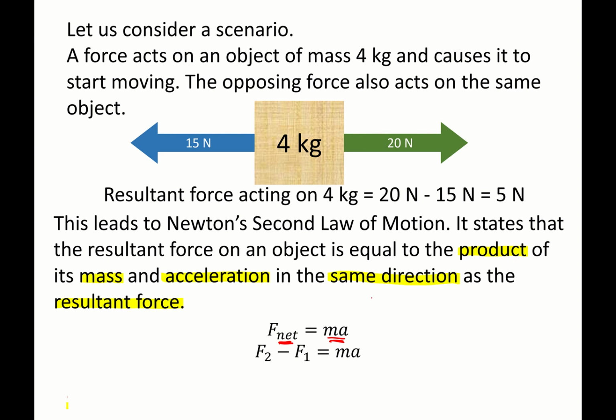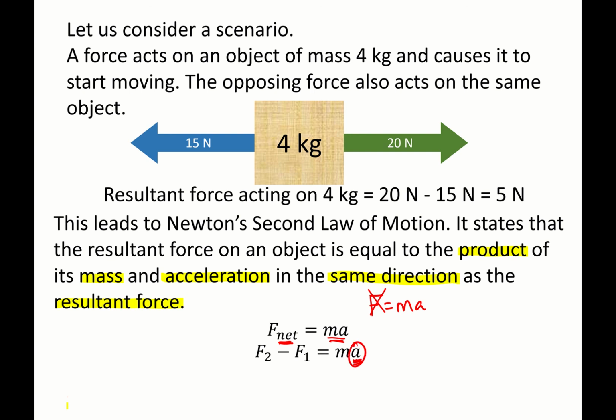Over the years, students like to write F equals ma. It's always a resultant force. There must be at least two forces acting on it. So writing F equals ma is conceptually wrong. Some students prefer to write F2 minus F1 equals ma. So what does it suggest? There's an acceleration.